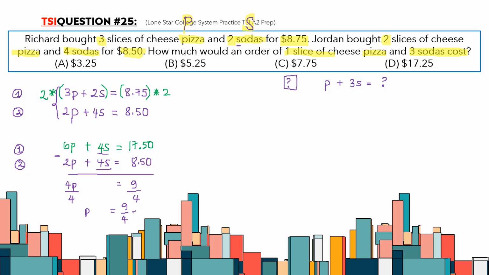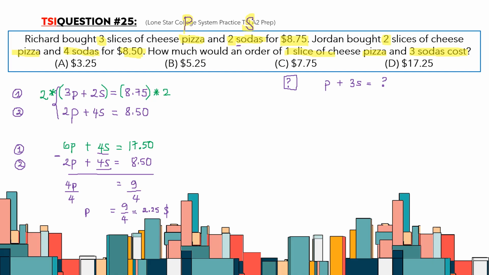Another way is 9 divided by 4 is 2, and then we have 1 divided by 4 is 0.25, that's dollars. So we have $2.25 for one slice of cheese pizza.